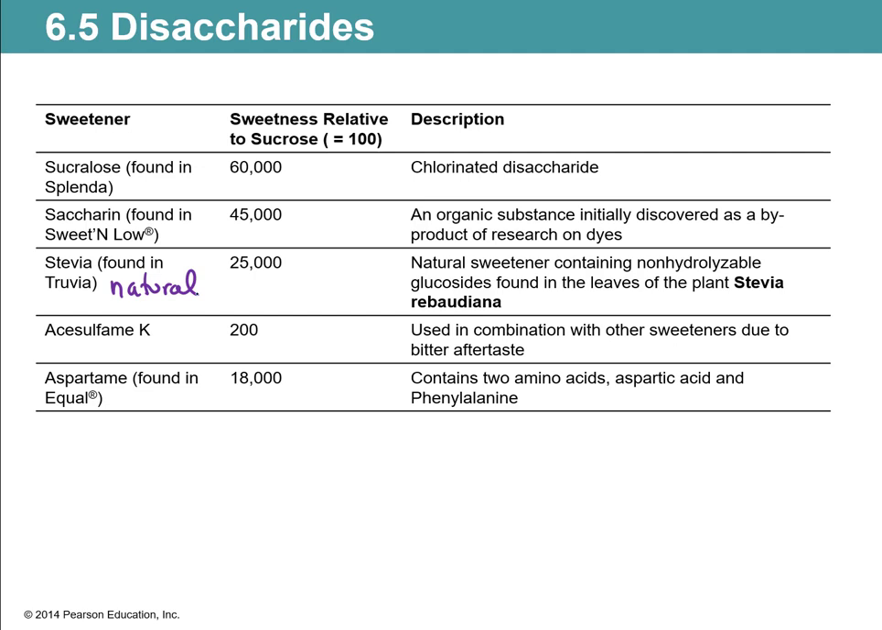But agave still is a mixture of fructose and glucose. So it still is a normal sugar. It's not a completely separate molecule, so it's more in the range of the other ones on the previous page, because it's a natural sugar. So aspartame, which you have like in Equal, 18,000.